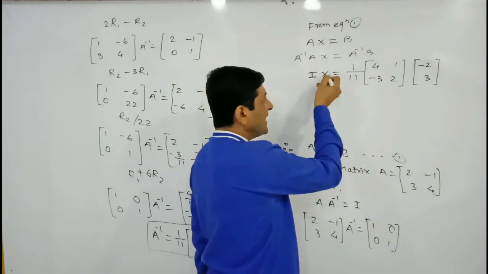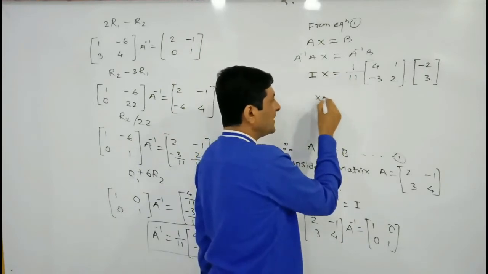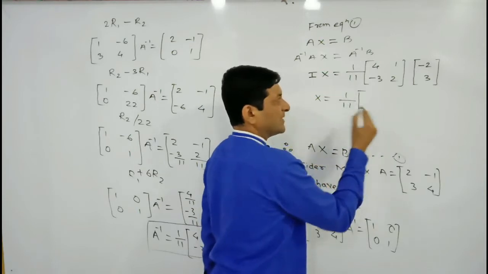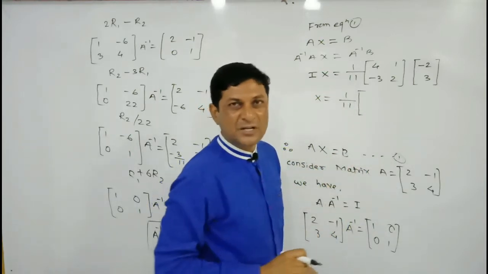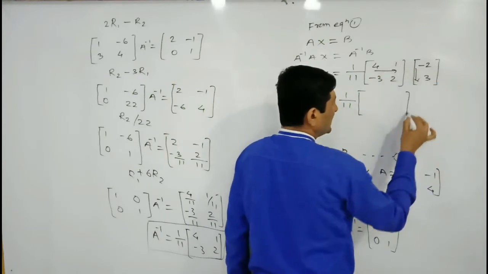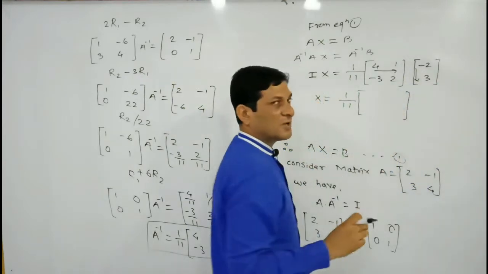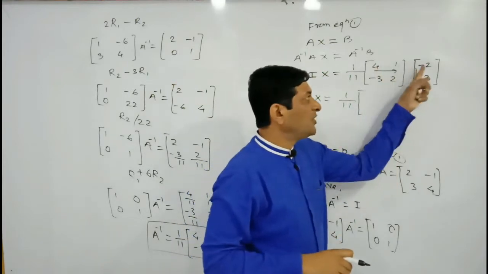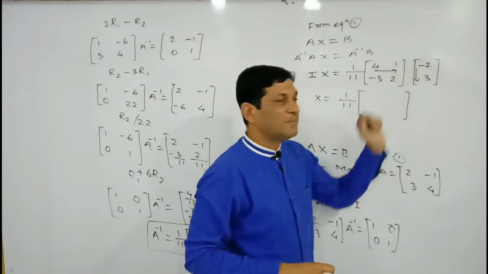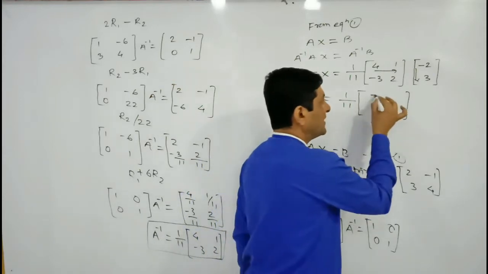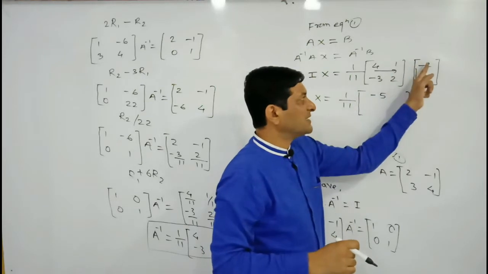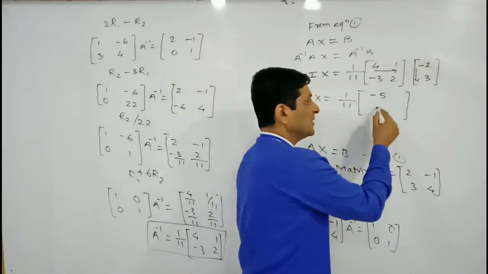Now on this side, X into identity will be equal to X, and on this side I am taking the multiplication of these two matrices. Whenever we multiply two matrices, we multiply row by column. So let us multiply the first row by the first column. See what we are getting here: 4 into -2 is -8, and 1 into 3 is 3, so -8 plus 3 will be equal to -5. And multiply the second row by this column: this is 6 plus 6, which equals 12.